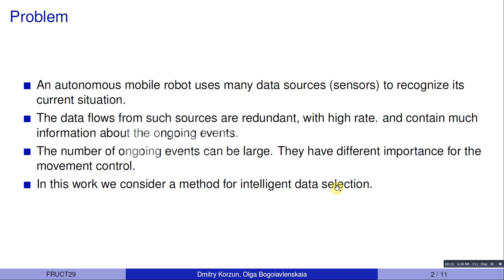Any autonomous mobile robot uses a lot of data sources to control its own position, its own location, events in the surrounding environments, and the results of its activities. To do this, it uses so-called sensors, devices which provide different kinds of information about the environmental events. And the data flows from such sources.